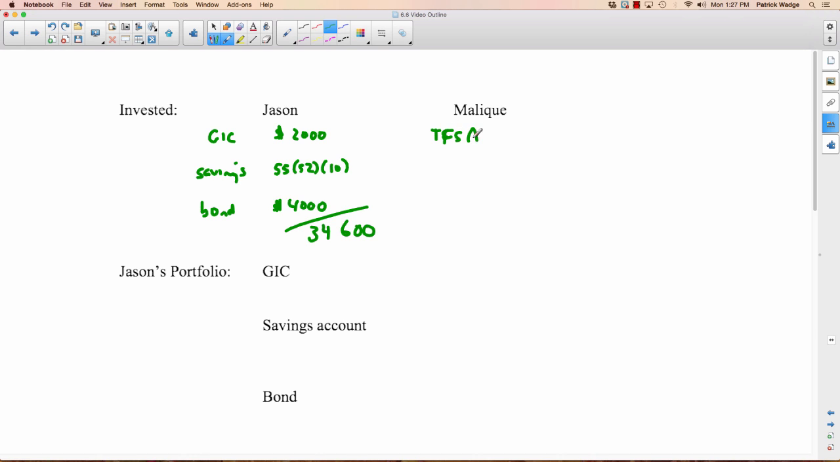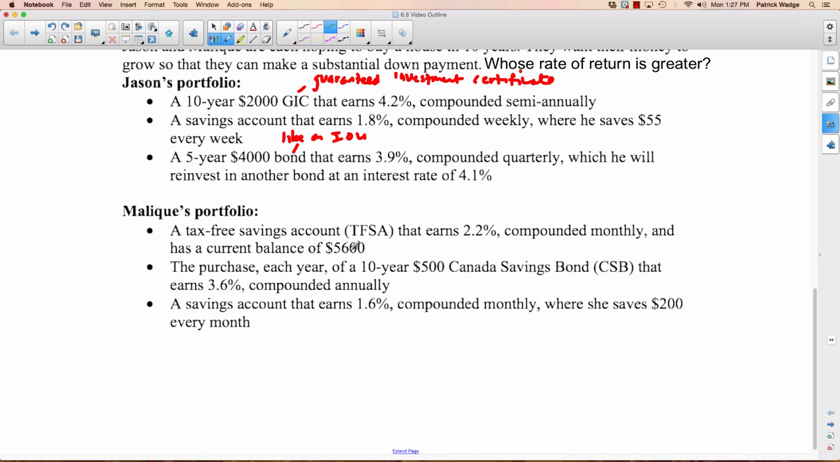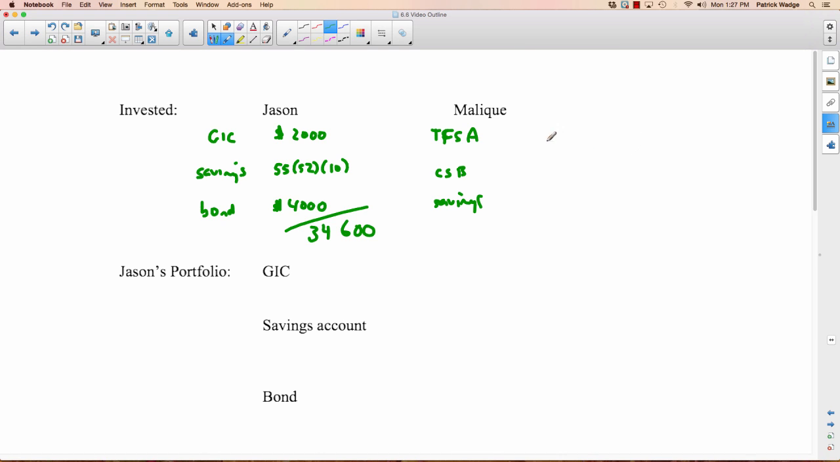Okay, Malik has also got 3 investments in her portfolio. She has her TFSA, the tax-free savings account. She has her Canada savings bond, and she has also got a savings account. So again, let's take a look at how much those are. The TFSA is $5,600, and the Canada savings bond is $500. But that's 500 every year, so that's going to be 10 times 500, right? So this one was 5,600, and the Canada Savings Bond was 500 per year, but it's over 10 years. So we've got to do that.